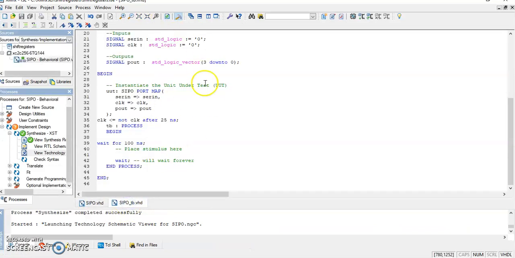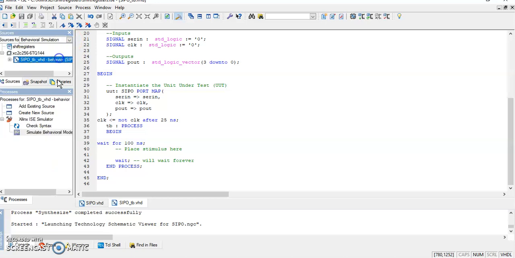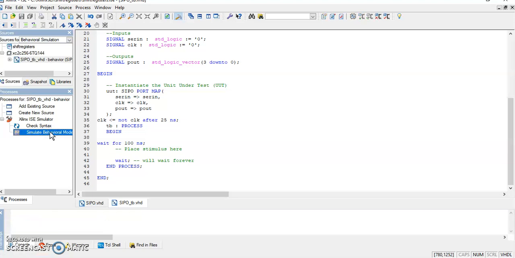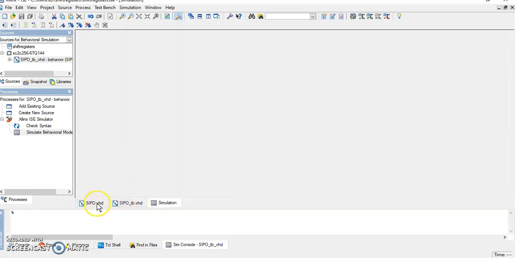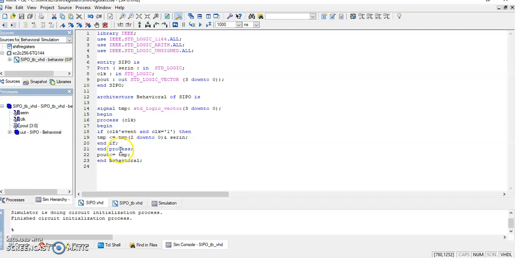After that, this is the test bench. Let me move to the simulation window. Click on simulation and double click on the simulate behavior option. Then it gets simulated. And one more point that you have to observe here is that we have not given any initial value to P out. We have not given any initial condition.